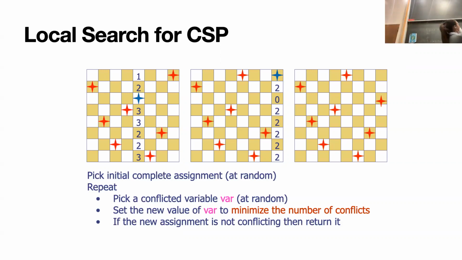So you pick an initial completed assignment at random. You just say, I'm just gonna put stuff on the board and let's see what happens. Then we will repeat. We will pick a conflicted variable at random, whichever one is conflicted. Then we set the new value of that variable to the one that minimizes the number of conflicts. If the new assignment is not conflicting, then we return it. And again, this is using the minimum conflicts heuristic.